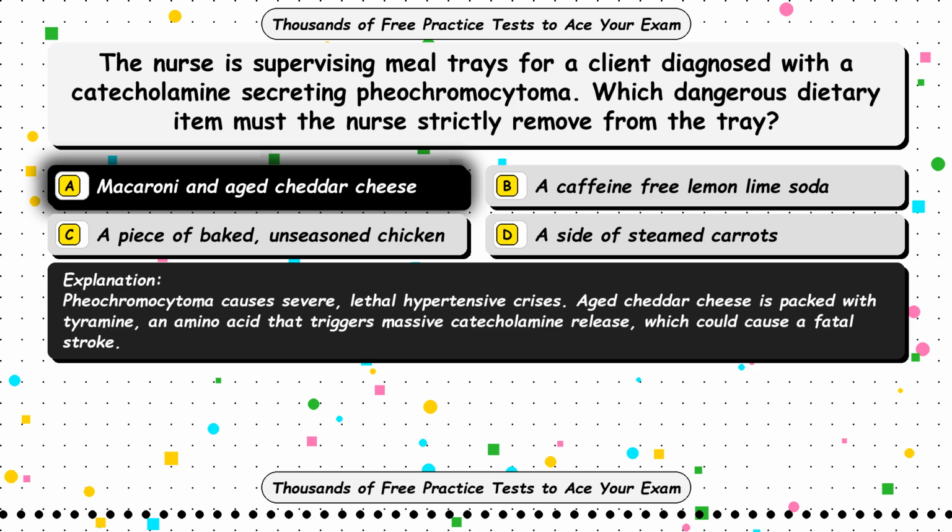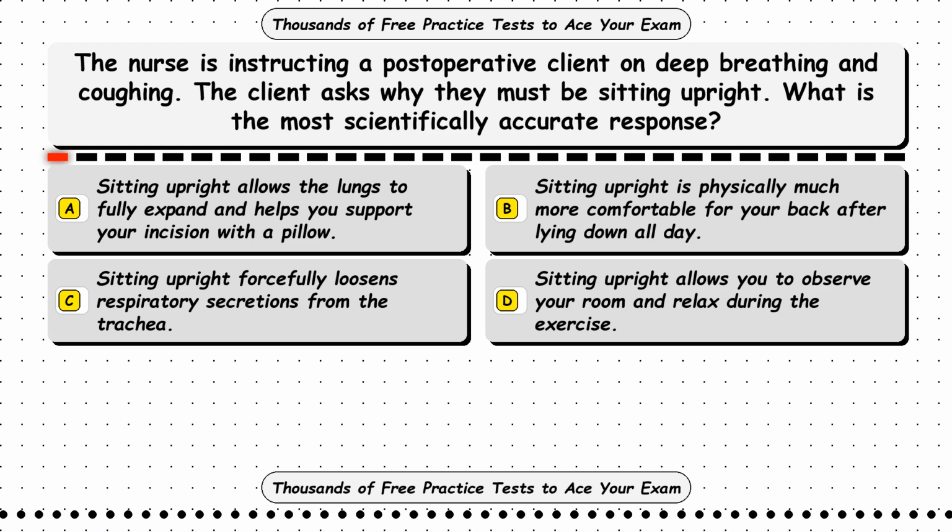Question 115. The nurse is instructing a postoperative client on deep breathing and coughing. The client asks why they must be sitting upright. What is the most scientifically accurate response? Option A, sitting upright allows the lungs to fully expand and helps you support your incision with a pillow. Option B, sitting upright is physically much more comfortable for your back after lying down all day. Option C, sitting upright forcefully loosens respiratory secretions from the trachea. Option D, sitting upright allows you to observe your room and relax during the exercise.